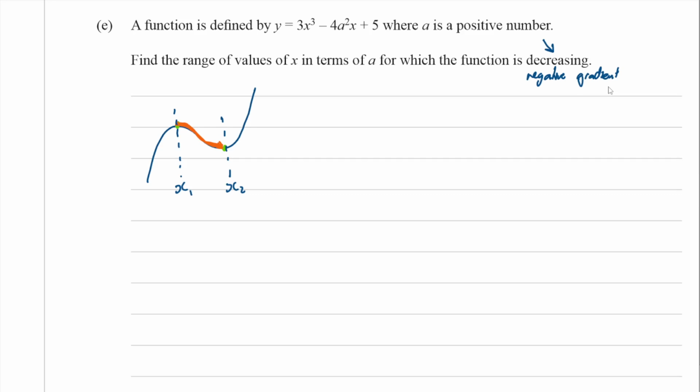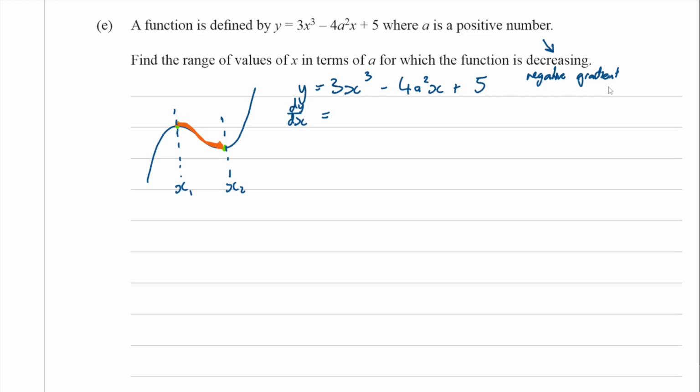So how do we find the x values of the turning points? Well, like always, we know the turning points have a gradient of 0 at that point. So let's find the gradient function. We're given y, our original function. I'll just rewrite that: 3x cubed minus 4a squared x plus 5. Let's find the gradient function, dy by dx.